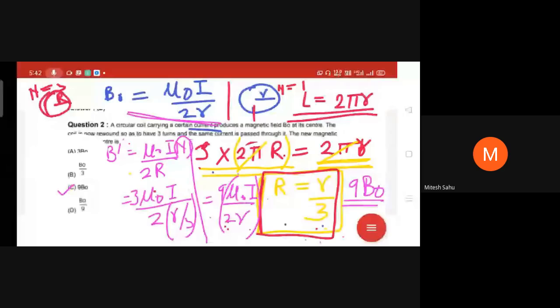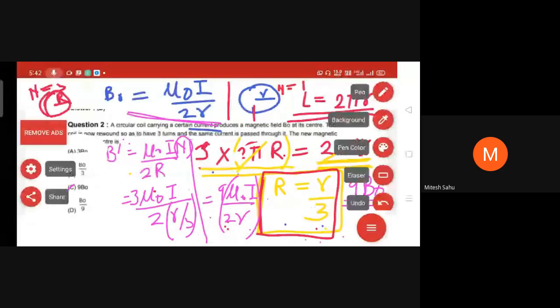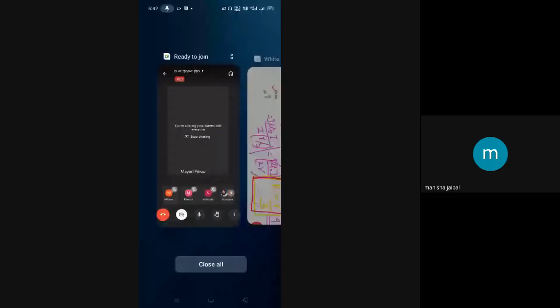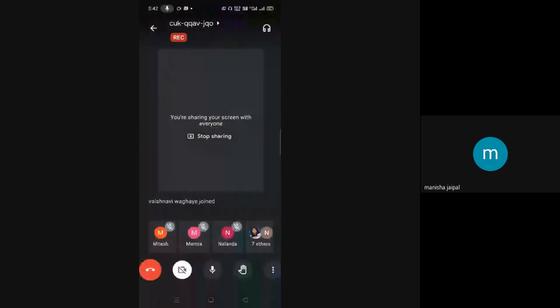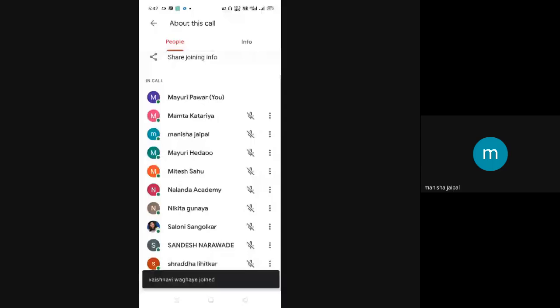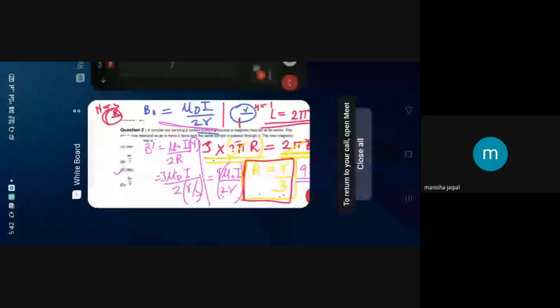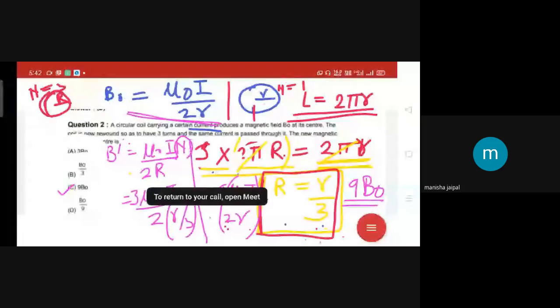Is this clear to all? Yes, ma'am. What about others? Yes, ma'am. Let me see how many of you are here. Mamta, Manisha, Kaveri. Okay, so let's move towards next now.